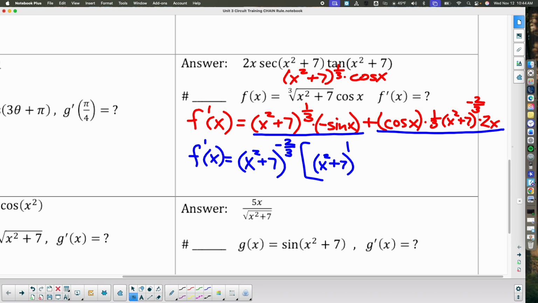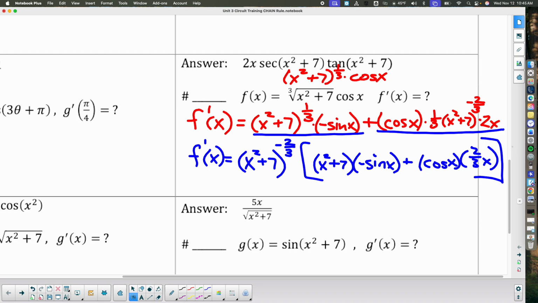So take out x squared plus 7 to the first, and then I still have negative sine x in there, plus cosine x. And then I took out that entire parentheses. I still have 1/3 times 2x. I'm going to guess this is probably like the answer that's written down, but they would move that to the bottom.